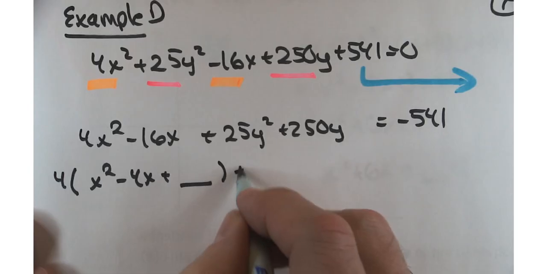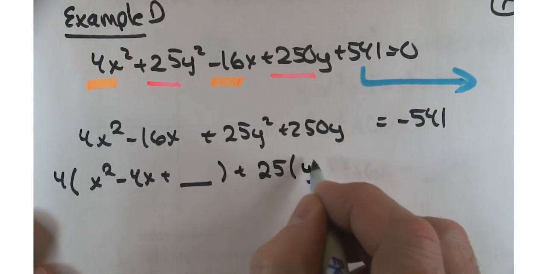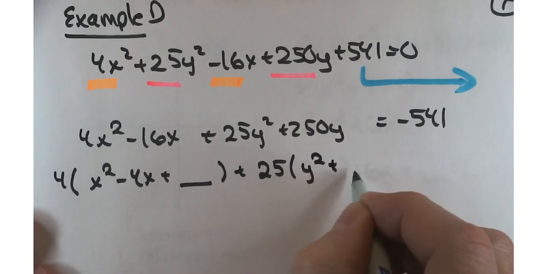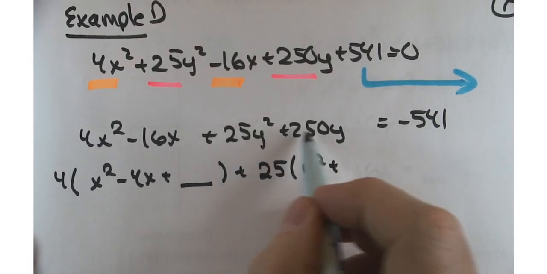Let's do likewise over here. 25 times y squared plus what? Elizabeth? If I factor out the 25 from both of these terms, what's left?